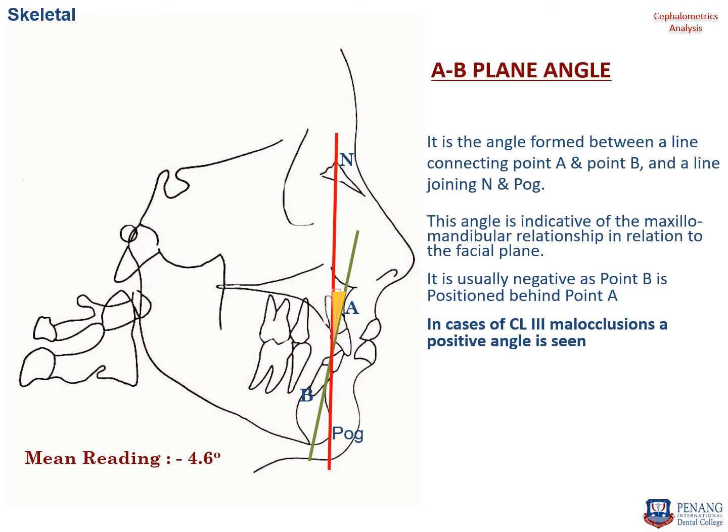Okay, so this angle is indicative of the maxillomandibular relationship in relation to the facial plane. So as point B is placed behind point A, this measure will be usually negative unless the patient has class 3 malocclusion, wherein the angle will be positive, because in that case point B will be placed ahead of point A.